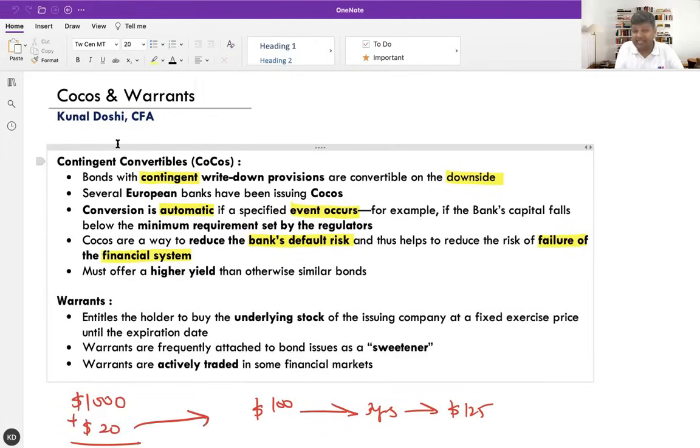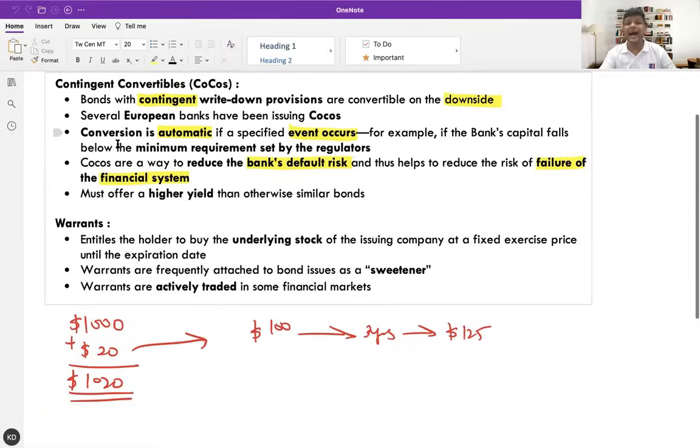So I, as an issuer, am able to sell the bond at a better price or a lower yield. So warrants are normally attached to a bond so that the bond becomes sweet for the issuer, not for the investor. For the issuer, how? Because the issuer's cost will be reduced. For the investor, it can benefit if the share prices increase. So they are frequently attached to the bond issue and they act as a sweetener.